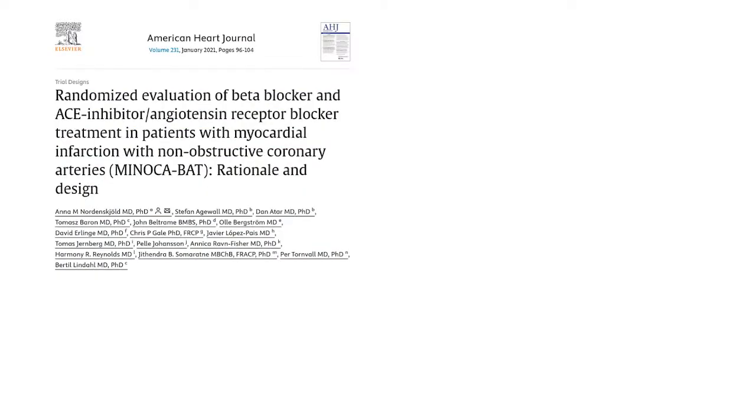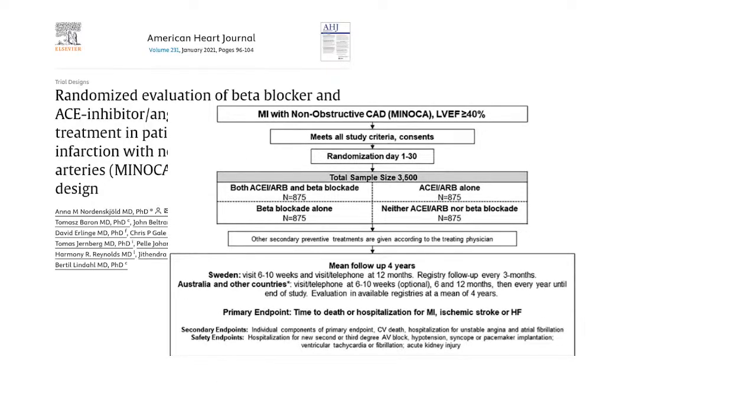There is one more trial, the MINOCA-BAT trial. They randomize the patients to receive either beta blockers plus ACE inhibitors, beta blockers alone, ACE inhibitors alone, or none of them, so 1:1:1:1 randomization. In this study they had a planned total sample size of 3,500. They got like 127 or something patients. This study was started in 2021. So in 3 years they got 100 patients. So they kind of stopped the trial.